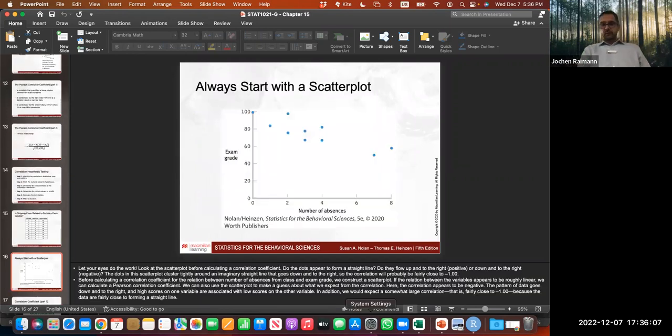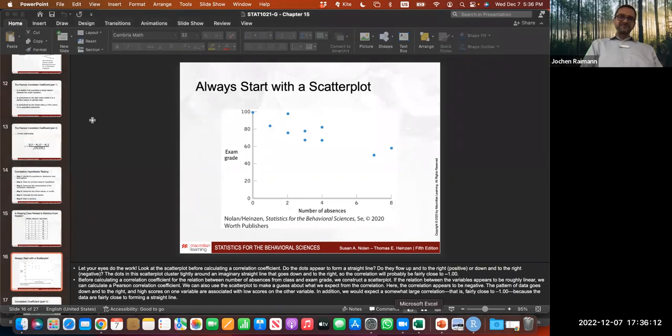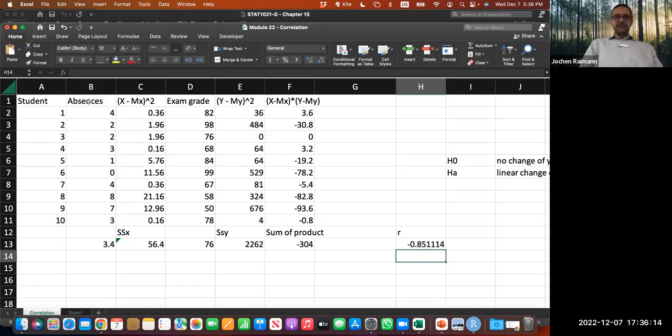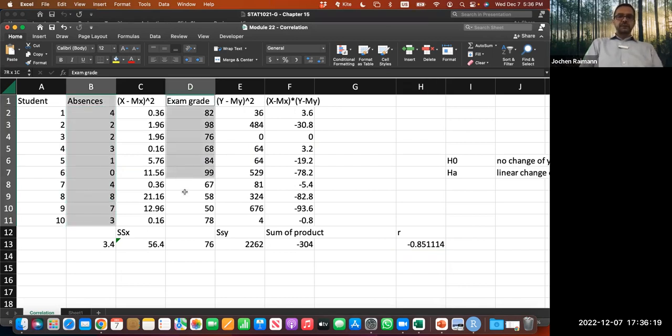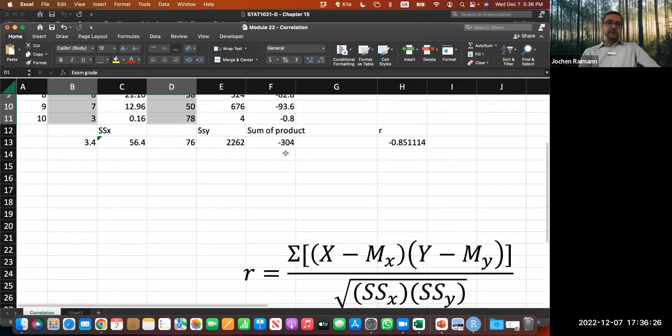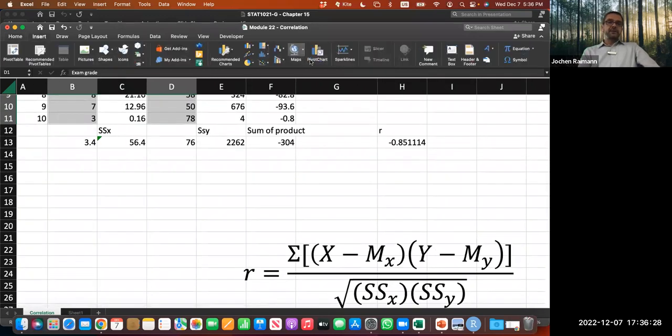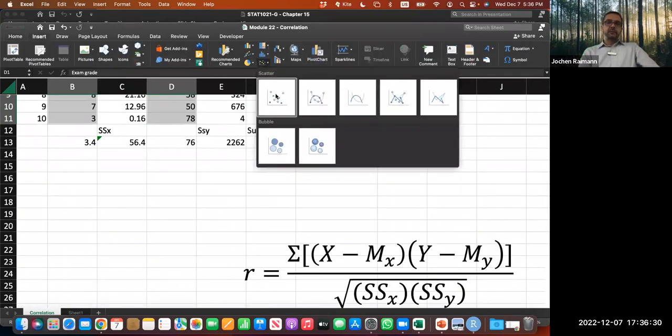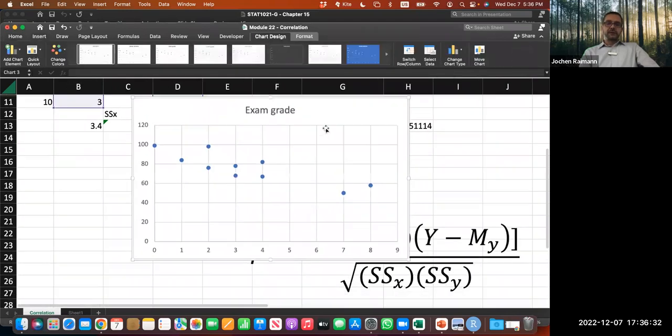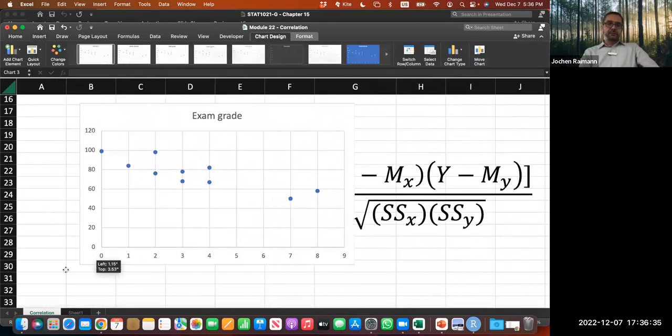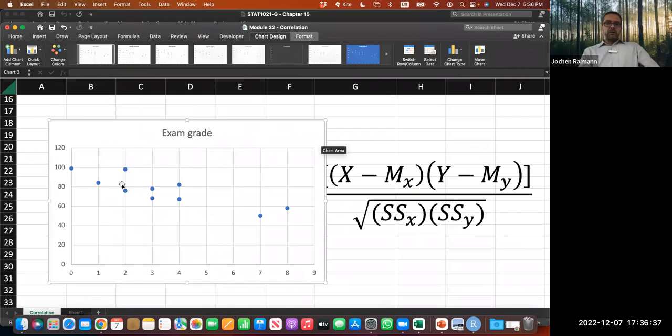And always start with a scatter plot. Yes, they do have a good point here. So we have done a scatter plot, so we know how to do scatter plots, but again, just to make sure that we're doing it in the same fashion, we're building a scatter plot by just selecting B and D. Now we go and insert scatter plot. That gives us the same scatter plot as Nolan and Heinzen did.